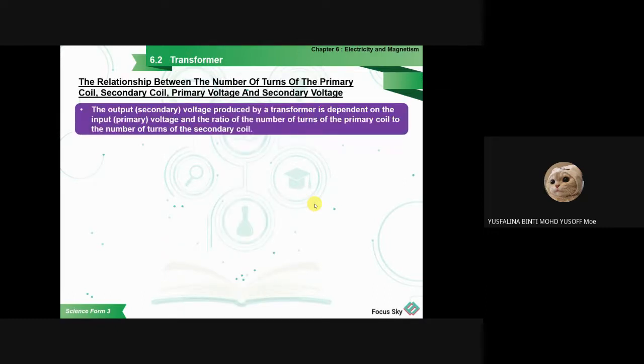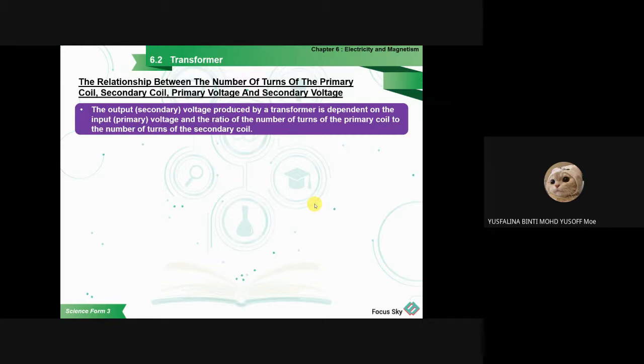All right, so the next part is you have to know how to calculate the coil. How many turns you need in the coil for the secondary voltage. Let's say you want 5 volt just now, how many turns do you need to put at the secondary coil? So you need to calculate that.